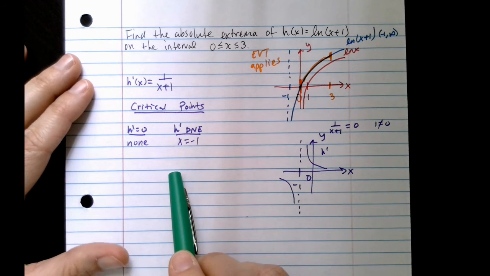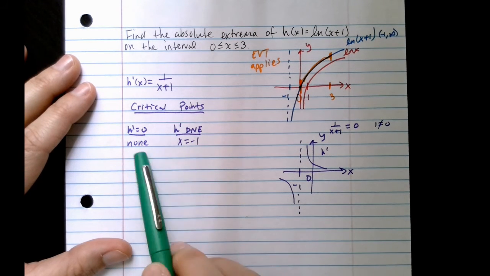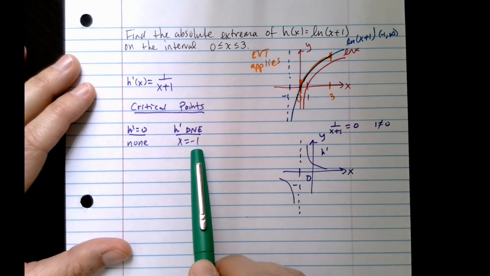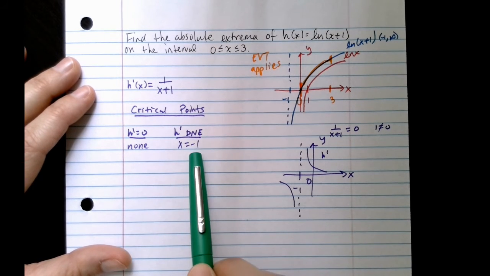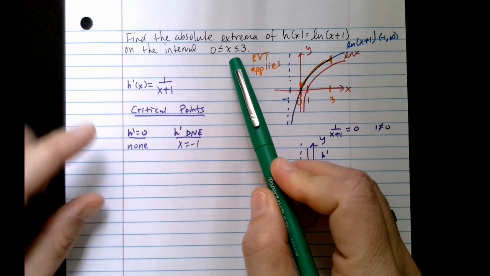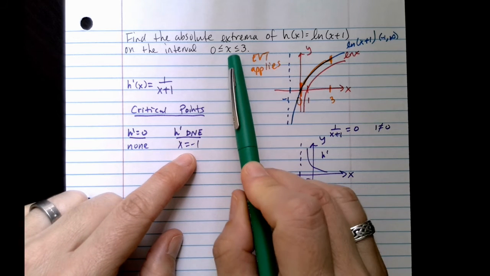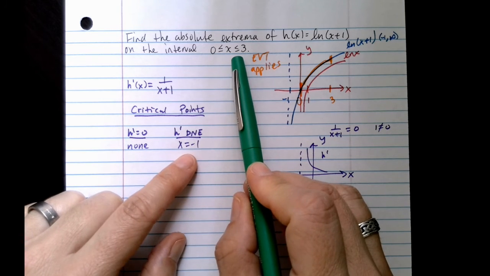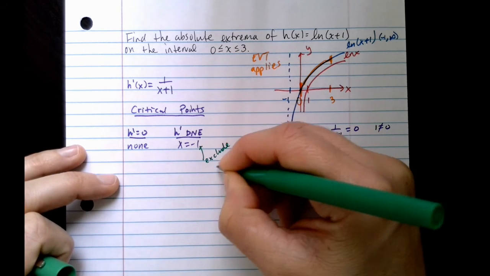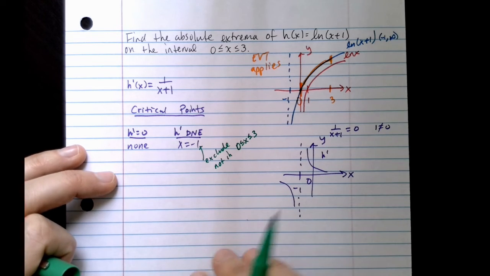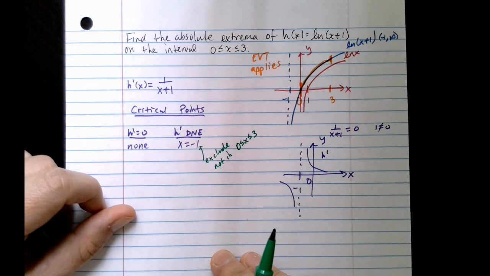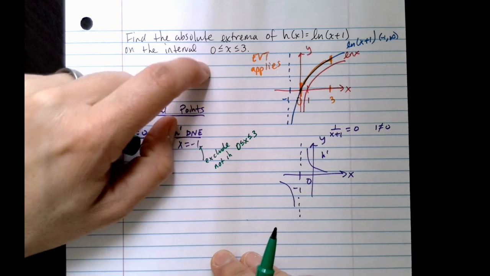Okay, before we make our table of values, let's test. We have critical points. Do any of these need to be excluded? In other words, check these against the original interval. So this had none, but this had -1. -1 is not in my interval. That means I can throw this out. So what this means for my table of values is I will only have the endpoints in my table of values.